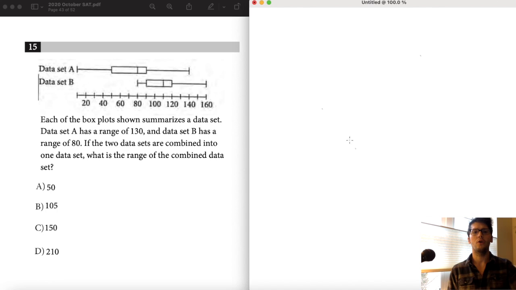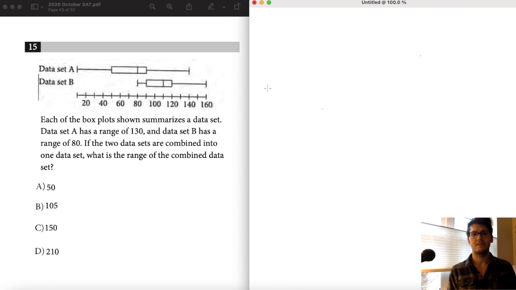Today we're going to be talking about the October 2020 SAT. Let's jump right in. The first thing to know, we're going to start with number 15. Numbers 1 through 14 may come in another video. If you don't see those videos, feel free to ask me to make videos for those questions. I'll be happy to answer any individual questions you have or all of them. But we're going to start with number 15 today.